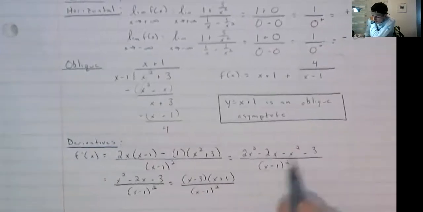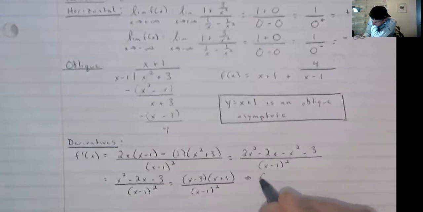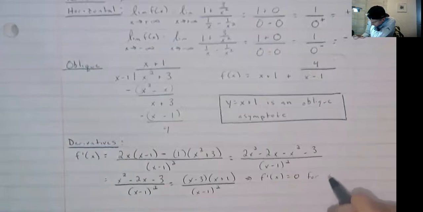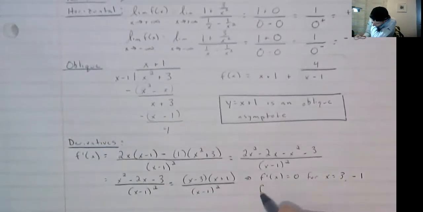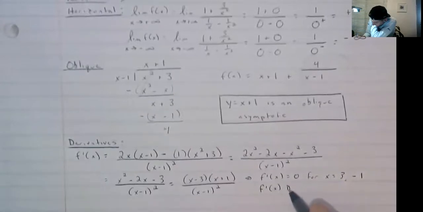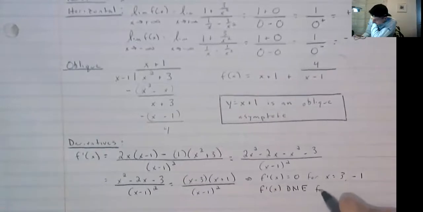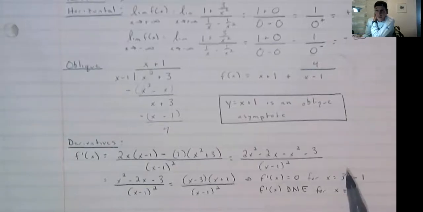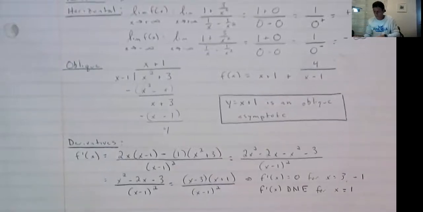which tells us that f prime of x equals 0 for x equals 3 and negative 1, and f prime of x does not exist for x equals 1, which we already kind of knew because there's that vertical asymptote getting in the way of any tangent lines. So that's not a surprise. These will be good information.